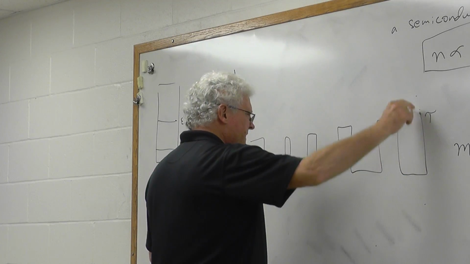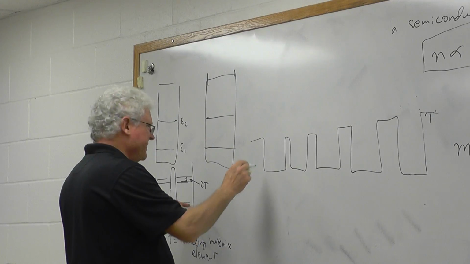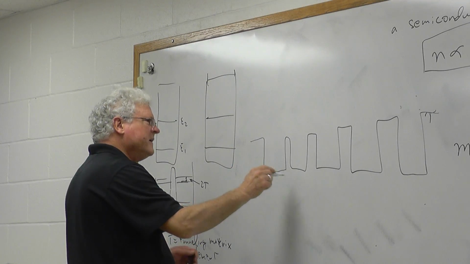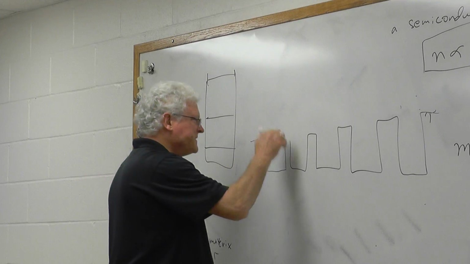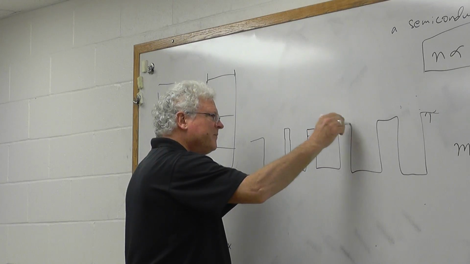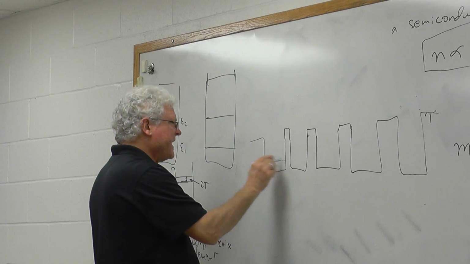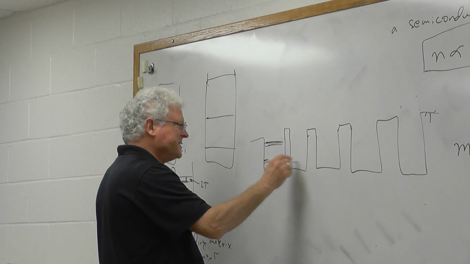I didn't do a very great job, but what happens is that instead of splitting into two levels, each one of these splits up into n levels. I should probably make these a little higher. So each of these guys splits up into n levels, into a little band. It starts to become a band, essentially.